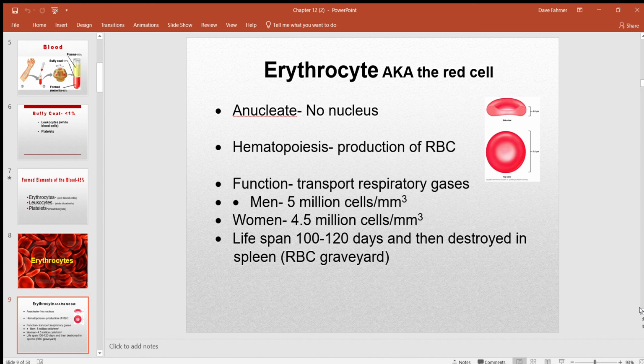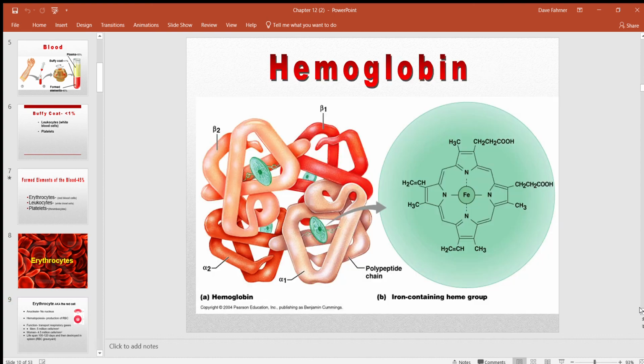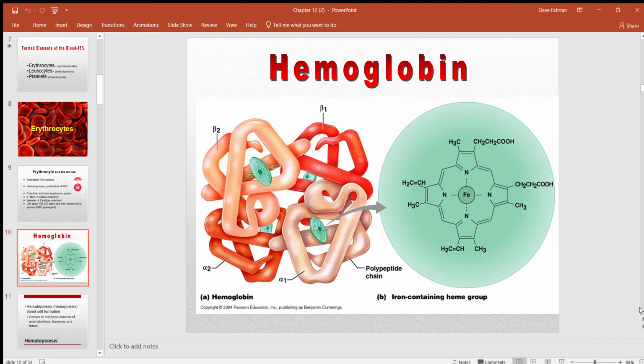And then that greatly reduces their ability to stay alive for more than 100 to 120 days. You can see how complicated the hemoglobin molecule is. There are approximately 250,000 of these complicated molecules in a red blood cell, and each one of these has 4 bonding sites for an oxygen molecule, O2.